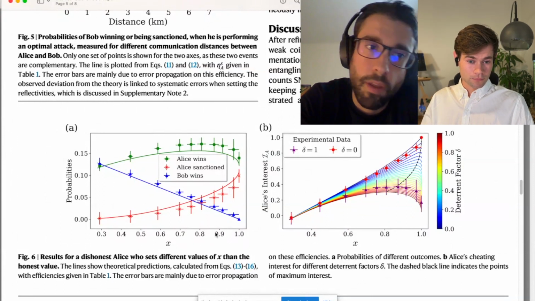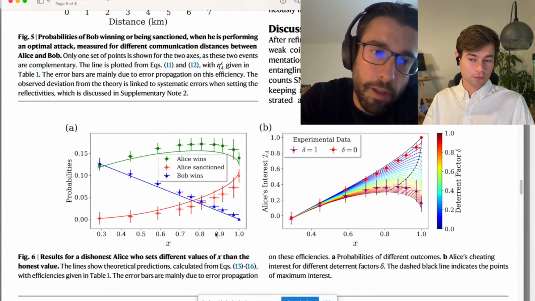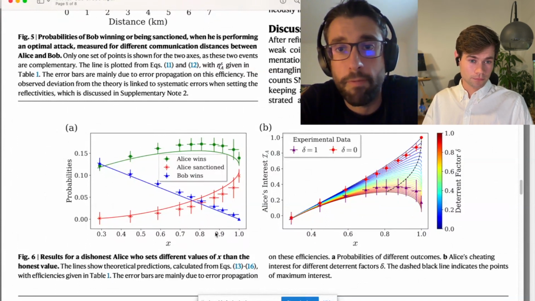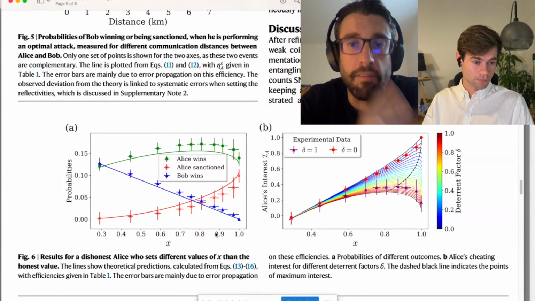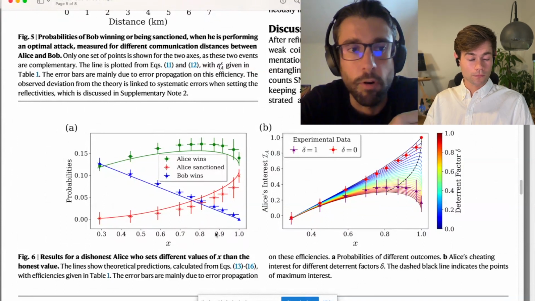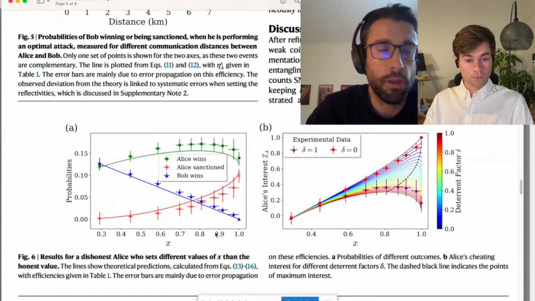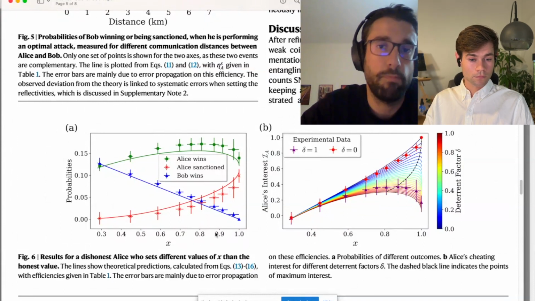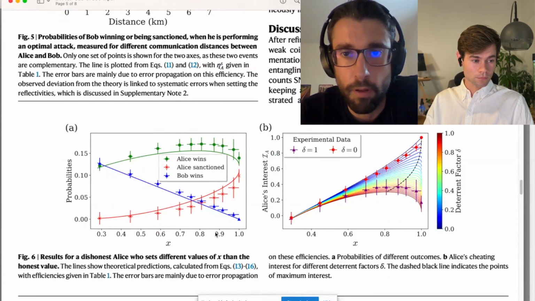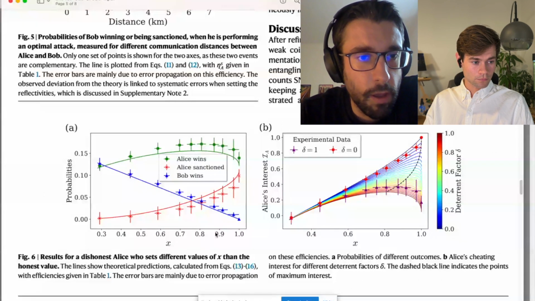Yes. So here on the x-axis you have the value of x that a dishonest Alice would actually be changing. So here we tune x over almost its full range, and we show how the other parameters of the protocol evolve when Alice cheats in this way.